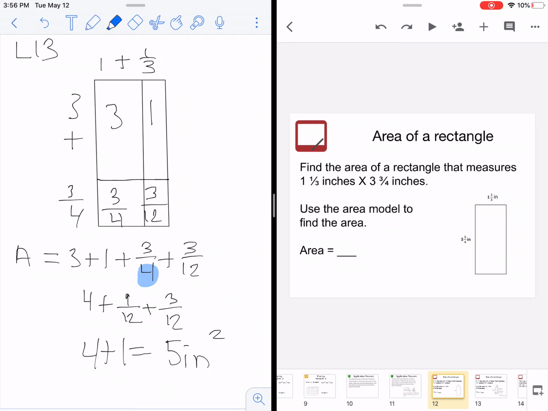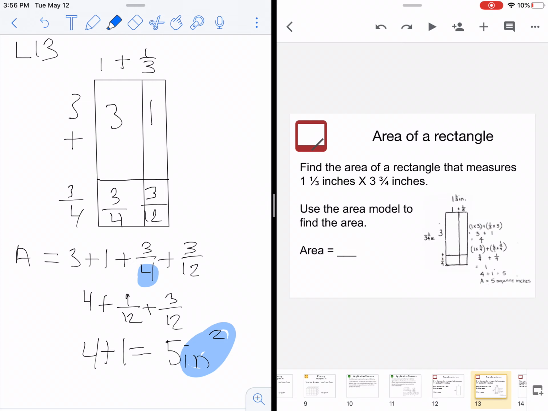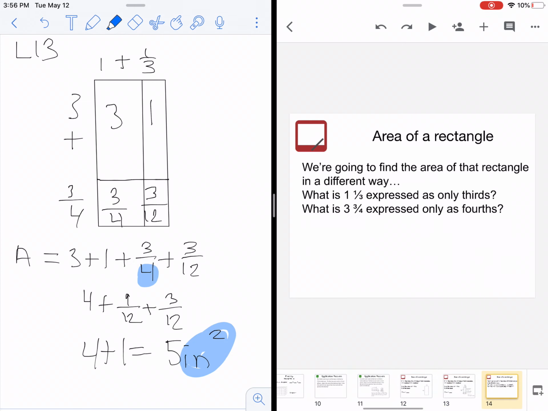Don't forget your label. Okay, so that is finding the area using area model. So now we're going to find the area of that rectangle in a different way. Okay, we're going to find this area in a different way.